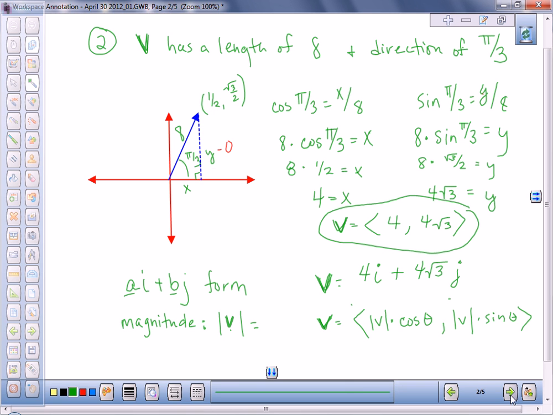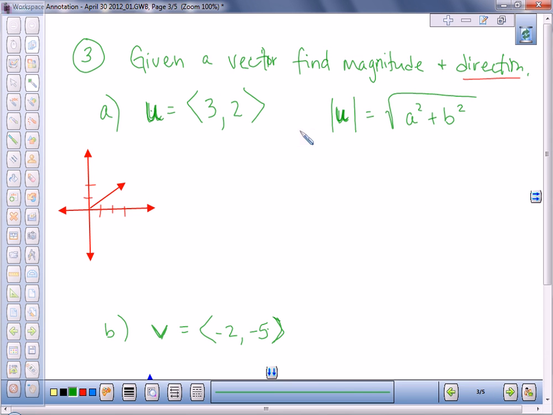All right, given the vector, find the magnitude and direction. So here I have already drawn for us the vector. If we go ahead and turn this into our right triangle, we've got a horizontal move of 3, a vertical move of 2 to represent this one. Does that not look like a right triangle?